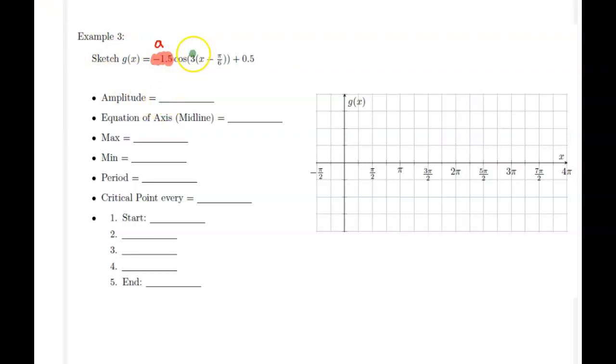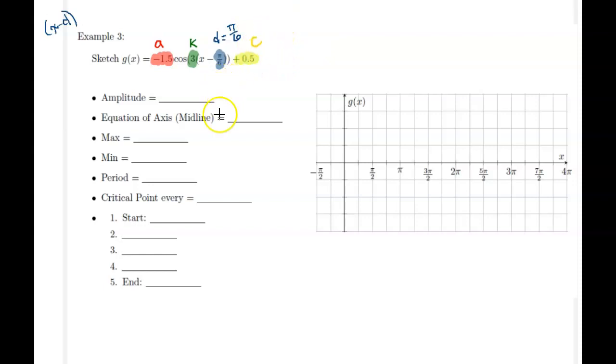My k value is 3. My value of d is pi over 6. And again, we have to be careful because our general function has x minus d. The x minus is part of the original general formula, so that makes my value of d simply pi over 6. So just something to be careful of. And finally, my value of c is 0.5, right there.